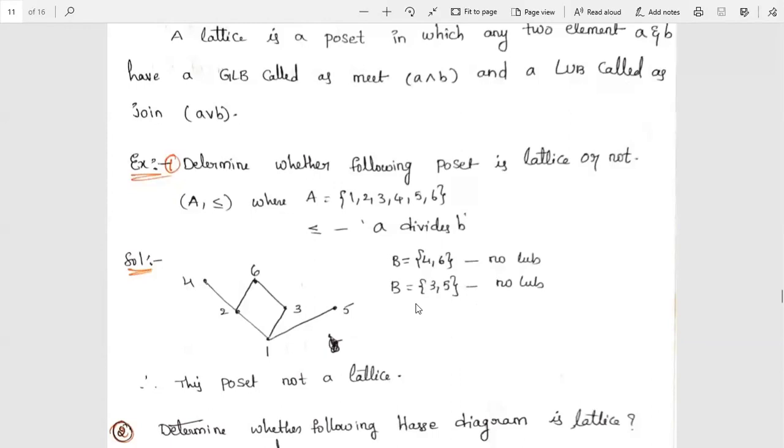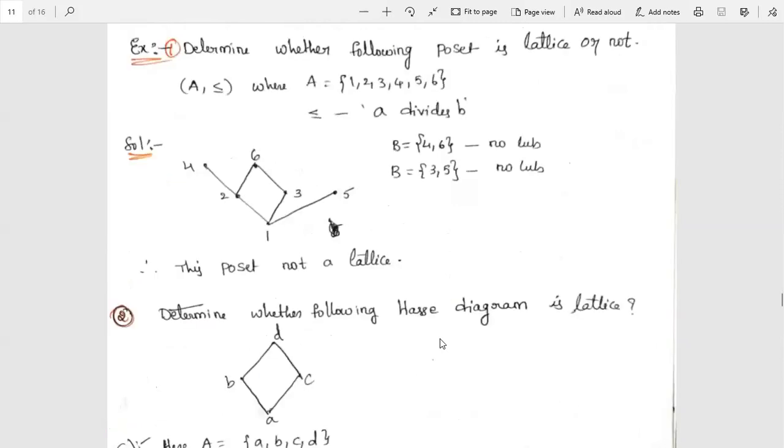So for finding whether a given poset is a lattice or not, just check whether pairs have a greatest lower bound and a least upper bound. If one of the conditions is not satisfied, it is not a lattice. Here it does not satisfy the least upper bound property, so the given poset is not a lattice. Okay, so let us go for another example.